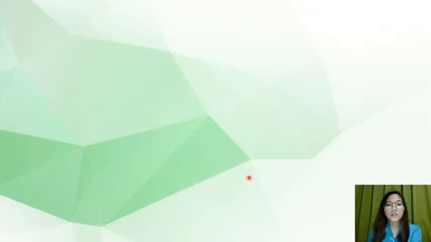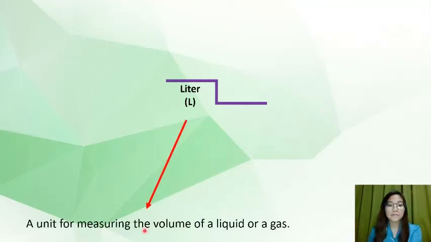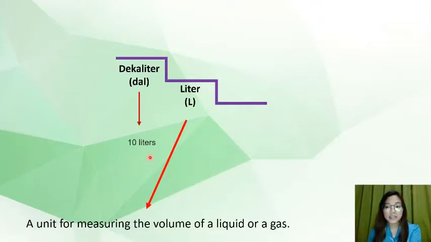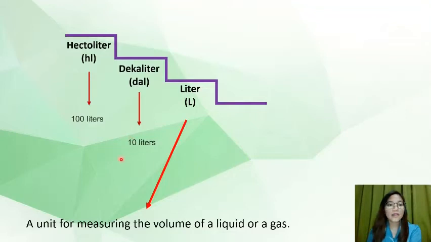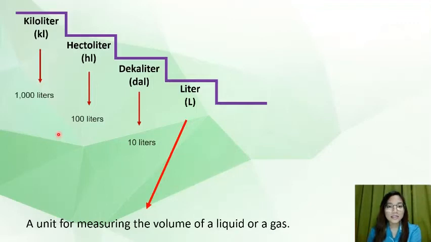Now, we're going to learn about different units of capacity, starting from liter, which is a unit for measuring the volume of a liquid or a gas. So, the next one is a decaliter. What is decaliter? Decaliter is equal to 10 liters, while hectoliter is equal to 100 liters, and a kiloliter is equal to 1,000 liters. How about the other ones?